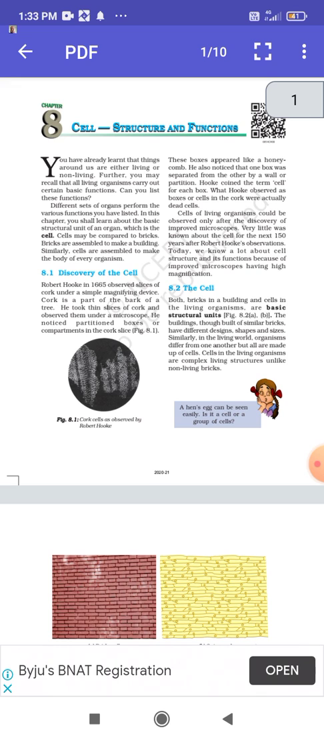See students, if you have to make any house or any building, what do you have to do? You have to assemble bricks, one upon another, and then you form a whole building. Similarly, in the same way, in our body also, cells are assembled to make a whole organism.